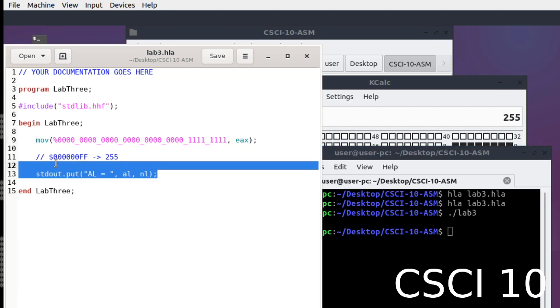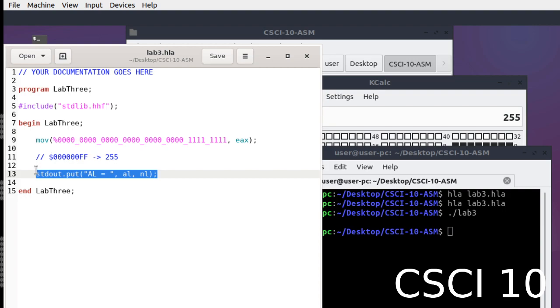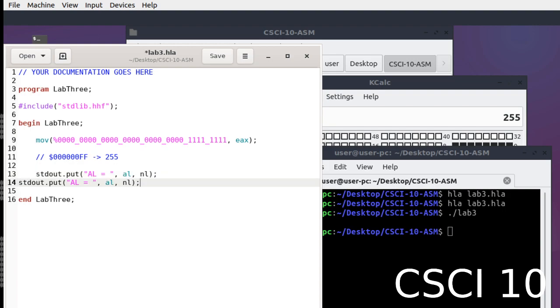Now if I print out AH here, I wish it would have kept that indent for me. If I print out AH, that's going to be these 8 bits, and it should look like 0.